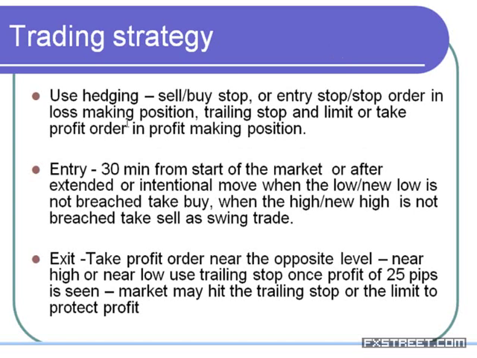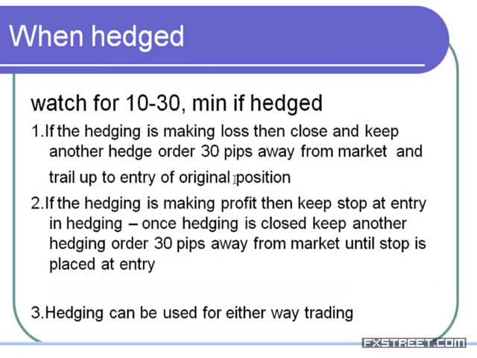And if the hedging is making profit, keep the stop at entry in that hedge, and then if the market drops about 20-30 pips and reverses, your hedge will be closed and you can book profit on the buy side. Then if the hedge is making a profit, you try to close that and keep another hedging order just below that to limit the risk.